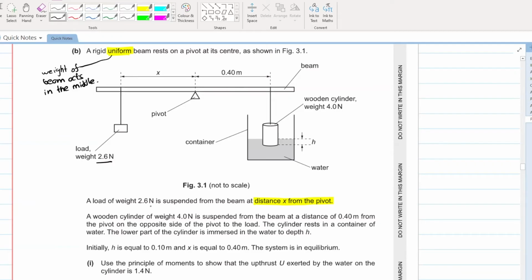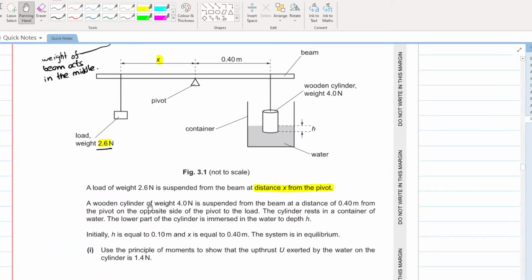A load of weight 2.6 Newton is suspended from the beam at a distance of x from the pivot. This is a load of 2.6 Newton, at a distance of x. Perfect. A wooden cylinder of weight 4 Newton is suspended from the beam at a distance of 0.4 meter from the pivot, on the opposite side of the pivot to the load. Can you see this? This wooden cylinder with a weight of 4 Newton is suspended at a distance of 0.4 meters.